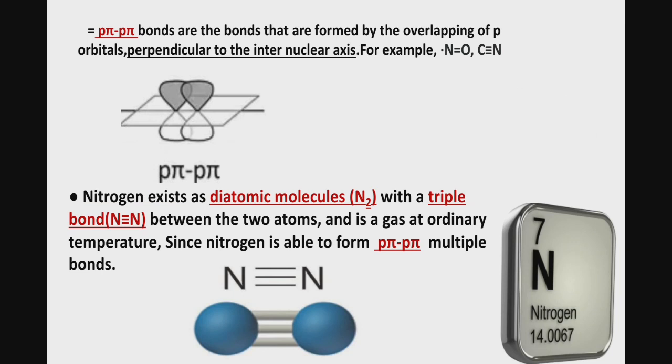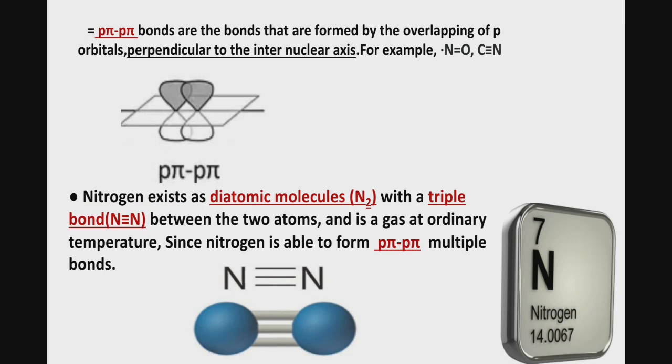For example, p-pi bonding examples are NO and CN. Here in NO there is a double bond, and CN has a triple bond. Here a small picture represents the p-pi multiple bonds, which are perpendicular to the internuclear axis.